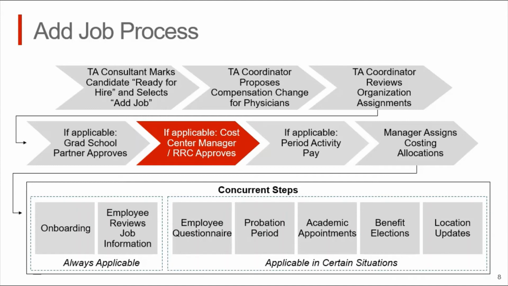Concurrently, the following steps will occur. Employee reviews and confirms details. Employee onboarding. If applicable, employee completes a questionnaire. Talent acquisition coordinator adds probation period for union or CCS. Employee admin coordinator manages academic appointment. Health and welfare coordinator or employee updates benefits elections and STRS questionnaire if applicable. Manager or manager liaison enters or removes alternate location if remote.